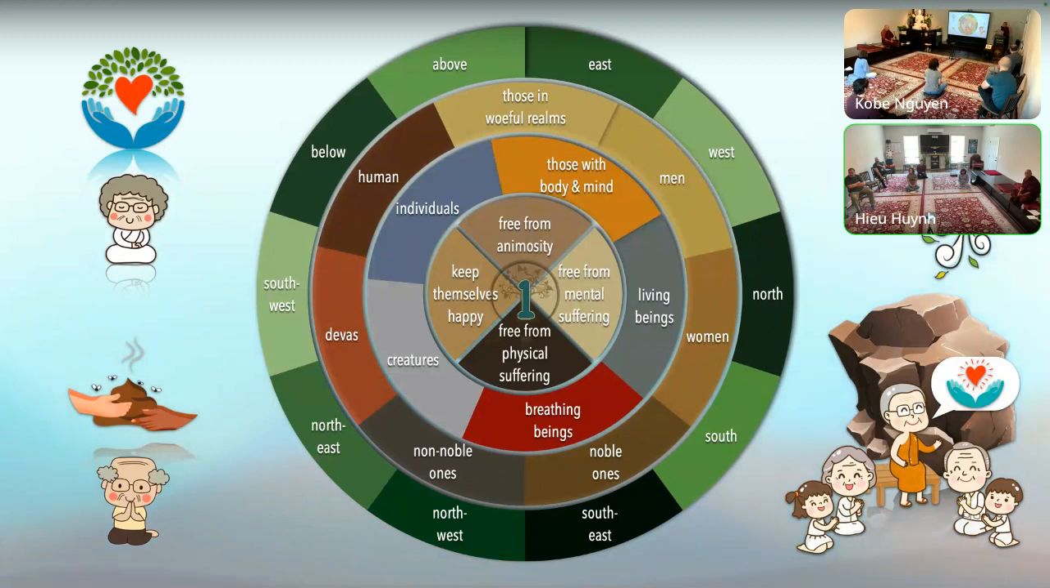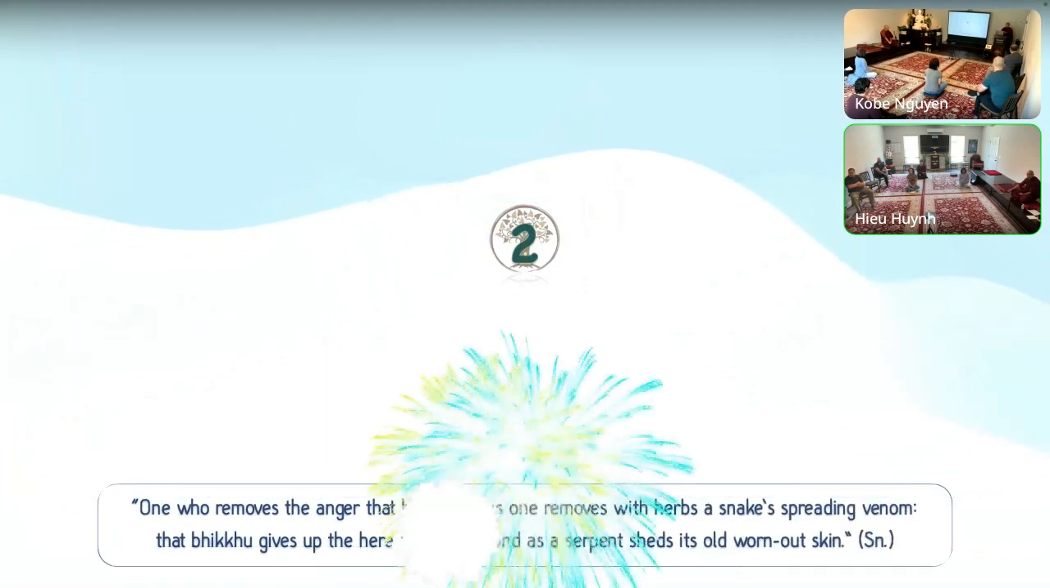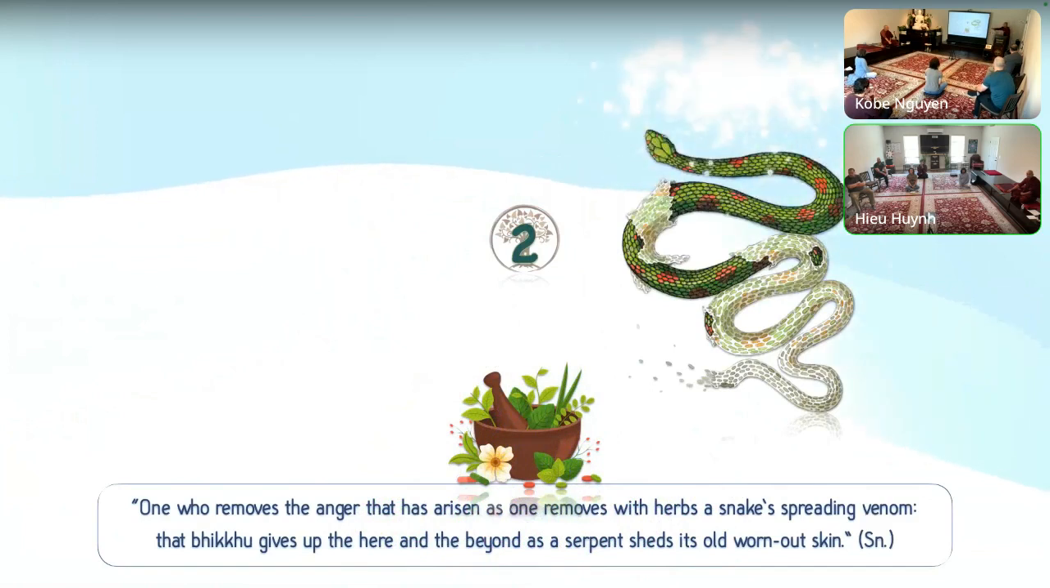So we have six ways to remove ill will: by learning the object of loving kindness, by cultivating it often, by knowing that we are the owners of our karma and firmly standing on that ground, by associating with good friends, and by always having suitable talk. If we practice well like that, one day we can totally remove the ill will or the anger in the mind. So I have a quote from the Sutta Nipata: one who removes the anger that has arisen, as one removes spreading snake venom with herbs, that bhikkhu gives up the here and the beyond, as a serpent sheds its own worn-out skin.